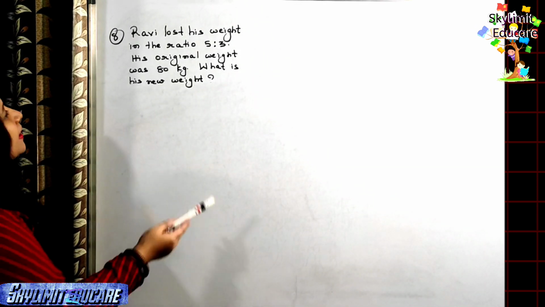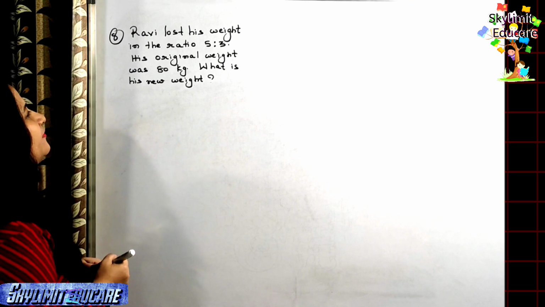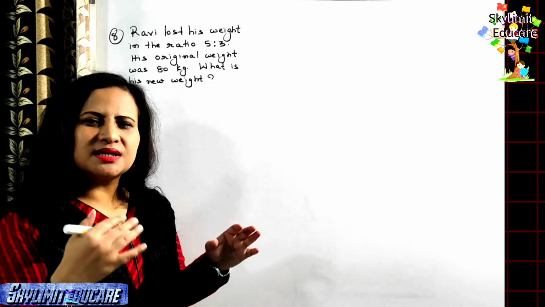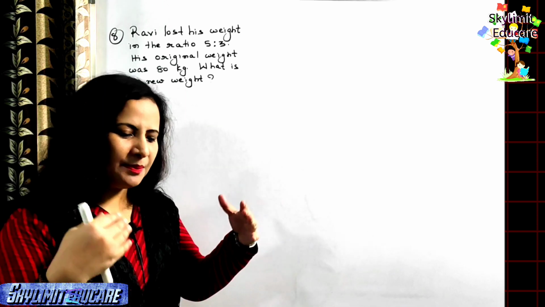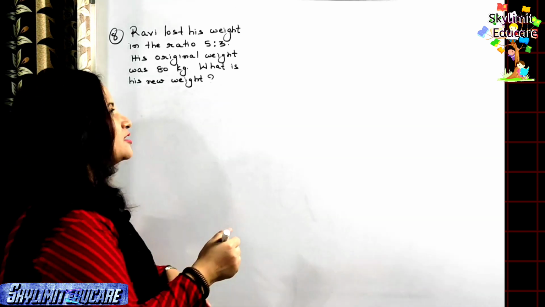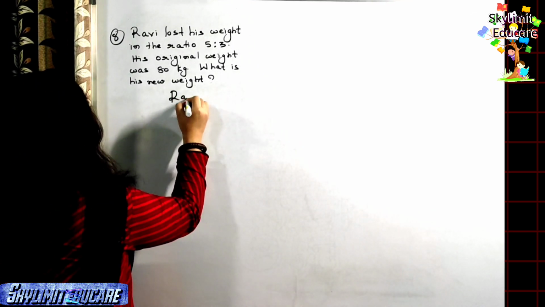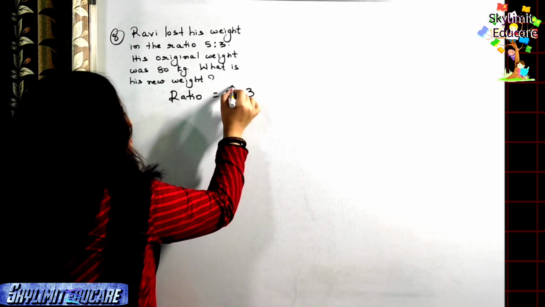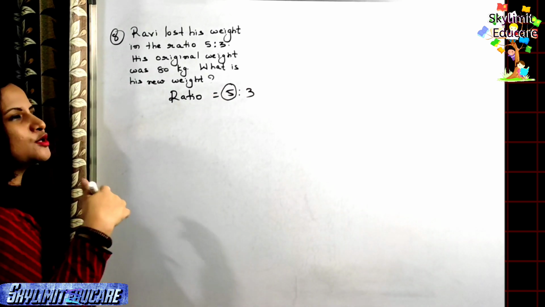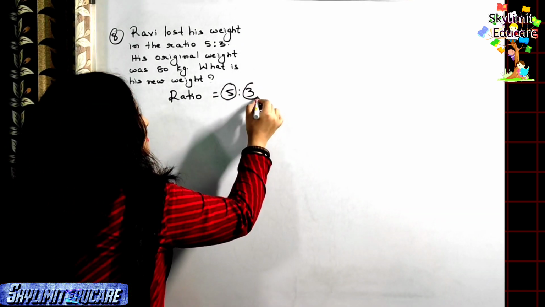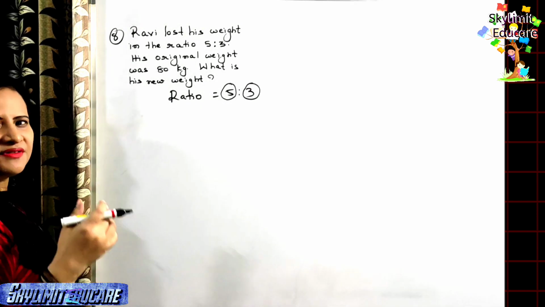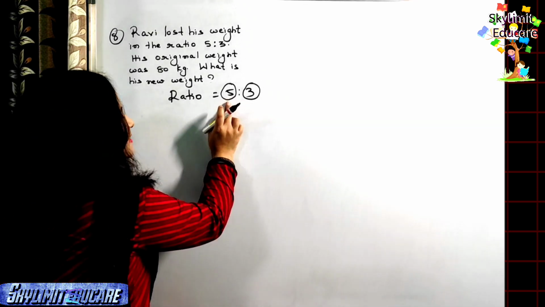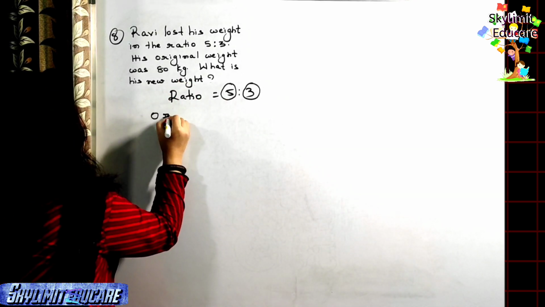Now let's come to the last question for today. Similar kind. Ravi lost his weight in the ratio 5:3. Losing weight means old weight was greater than the new weight. Yes, that means older weight was more, right? So here we can see the ratio is 5:3, students. Obviously this 5 represents the old weight which was more and 3 represents the new weight which is less now, because Ravi has not gained weight but instead he has lost weight. So original weight is greater.